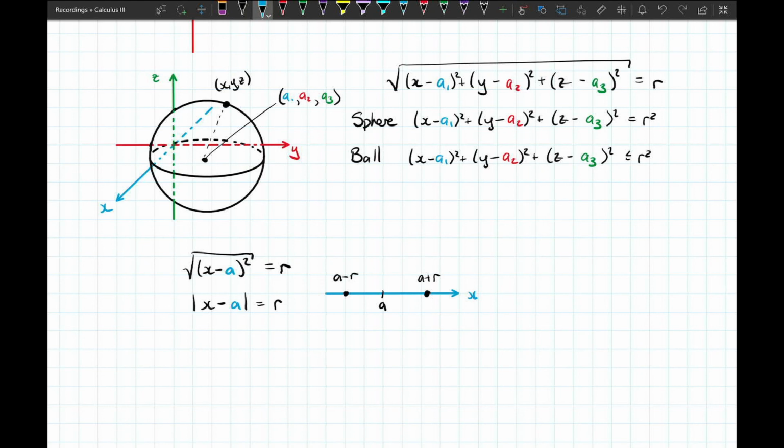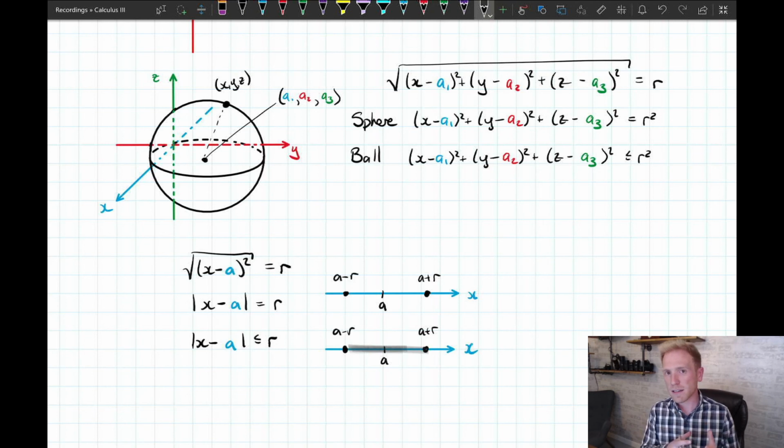from x equals a. And instead of having a ball or a disk, if we were just to replace this with a less than or equal to symbol, then on the real number line, this would include all of the points from a minus r to a plus r. And we would end up with an interval. We could use square brackets to include those points or shaded dots. And there is our interval. So this idea extends backwards to 1 dimension as well.